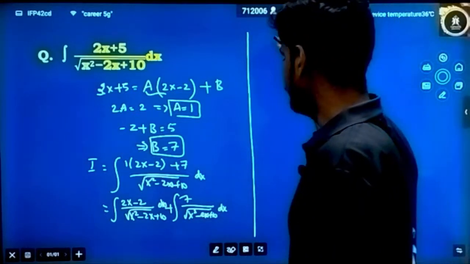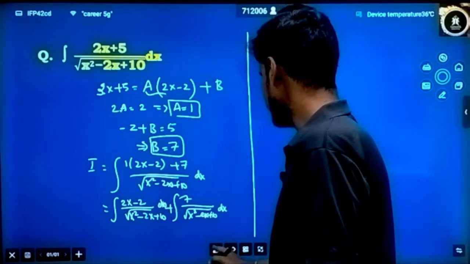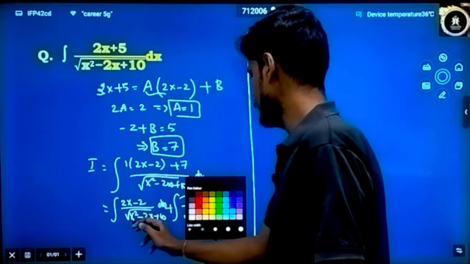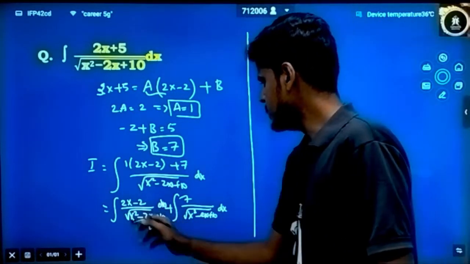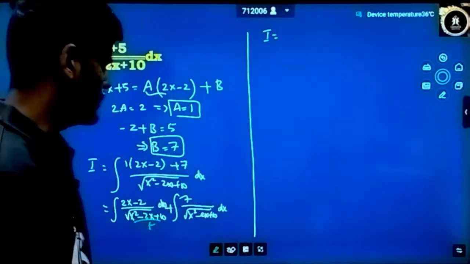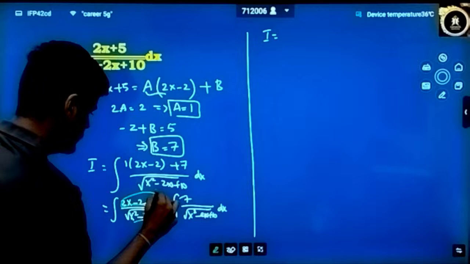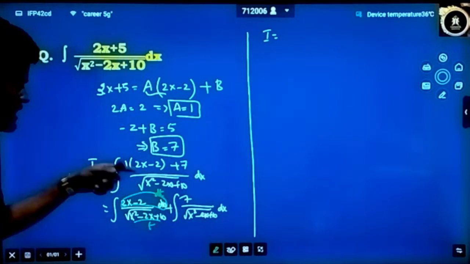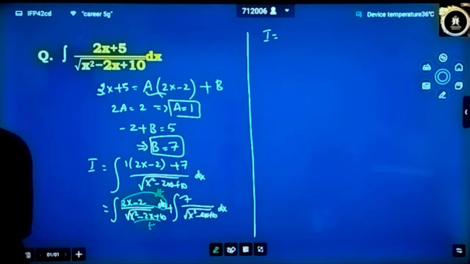Now we can find the value of the integral. I is equal to, now if we take this value as t, then its differentiation is in the numerator. That means this will be dt. That means this first integration is of the form dt by root t.